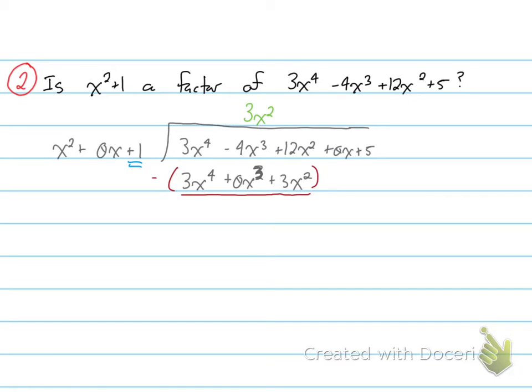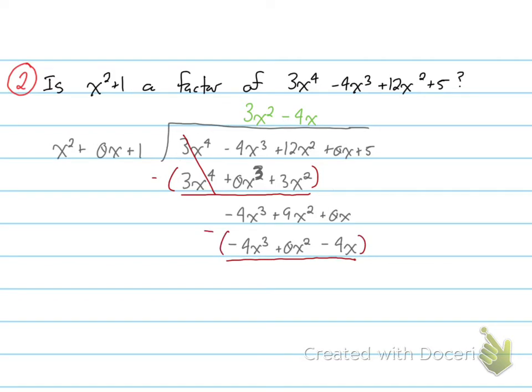I subtract. Those terms cancel out. I'm left with negative 4x cubed plus 9x squared. I'm going to drop down my 0x and do the process again. X squared times what is going to give me negative 4x cubed? That's minus 4x. I bring that down. And then I multiply out the rest, subtract again, and I'm left with these canceling. I have 9x squared, 0 minus negative 4x. Notice minus and negative will turn positive, and I get plus 4x. Drop down my 5 and do this one more time.